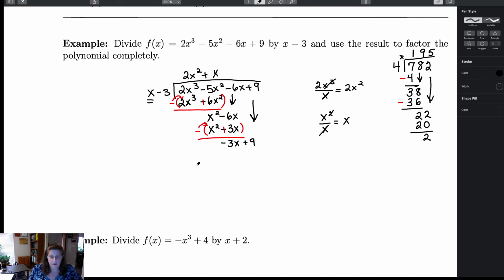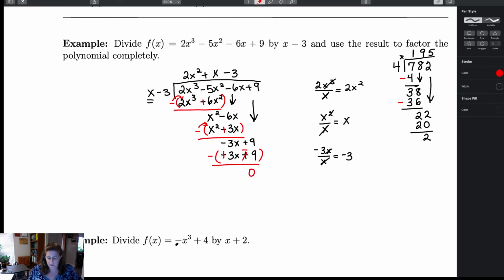On the polynomial side, x goes into negative 3x. Negative 3x over x, my x's cancel, and I get negative 3. So negative 3 up here on the top, and then we're going to multiply. So negative 3 times x gives me negative 3x. Negative 3 times negative 3 gives me plus 9. And then we're subtracting. Oop, that's pink, not red. Here we go. So my signs both change, and I end up with 0 here.